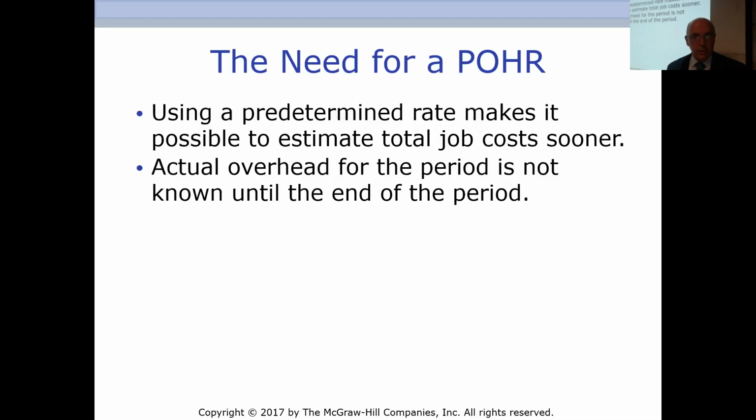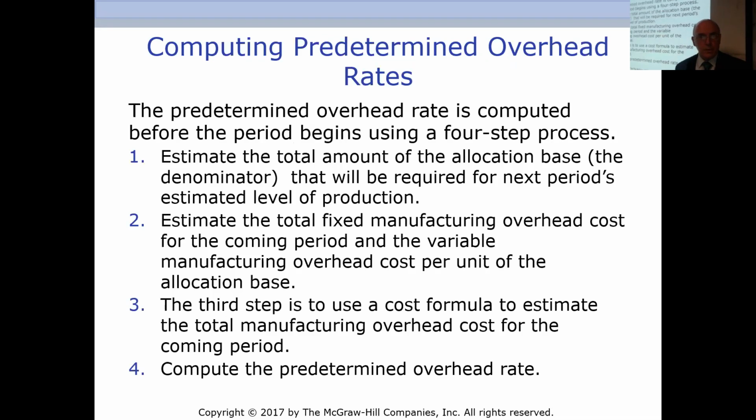Actual overhead for the period is not known until the end of the period. You don't know what the actual costs are until later. But that's okay. We have to deal with incomplete information and sometimes conflicting information. Computing predetermined overhead rates: it's computed before the period. They have a 4-step process. Estimate the total amount of the allocation base. That's the denominator. How many labor hours do you think we're going to use, or how many machine hours do you think we're going to need?